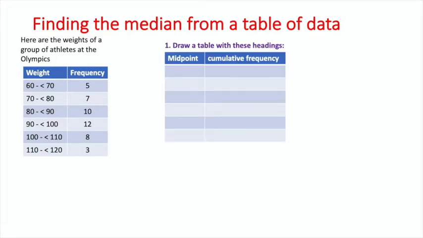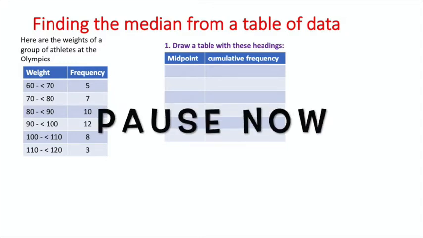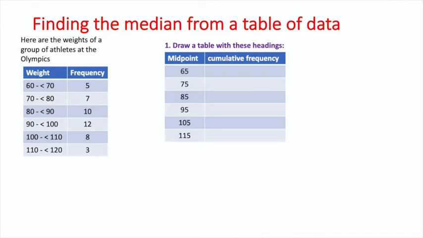Draw a table with these headings. Now, you've seen that first heading before, midpoint. And if you need to make yourself a note again, remember that's the middle number of the weight column. So get that down, and if you can, fill in the midpoint column. Pause it and fill in the midpoint. That is, for each box, the middle number between 60 and 70. That's what you put in the top one. Underneath that, the middle number of 70 and 80, and so on. Do that now. That brings us to here. Check that you've got yours correct.